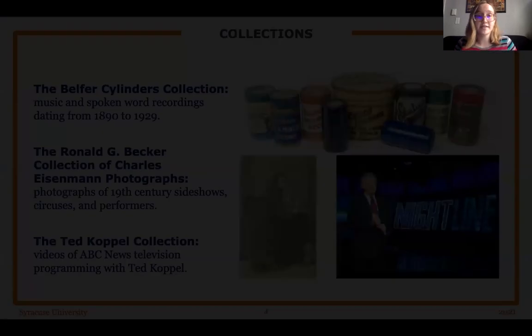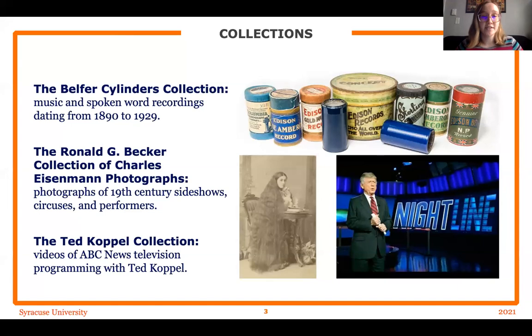So the collections in question, we have the Belfer Cylinders collection, which is all music and sound recordings, the Ronald G. Becker collection of Charles Eisenman photographs, which is a bunch of photographs of sideshow performers and such, and the Ted Koppel collection, which features news programming with Ted Koppel, such as Nightline.